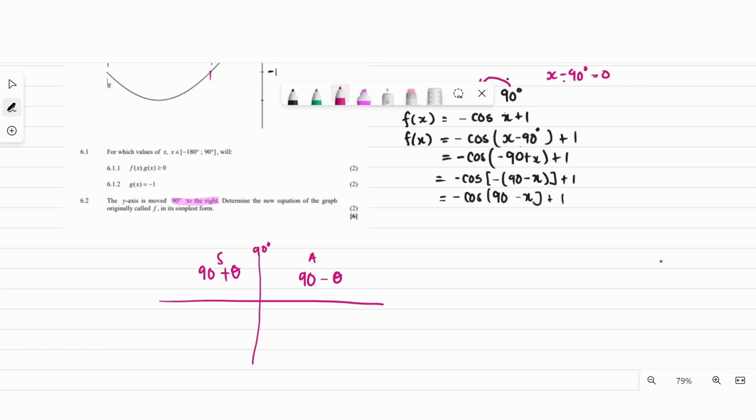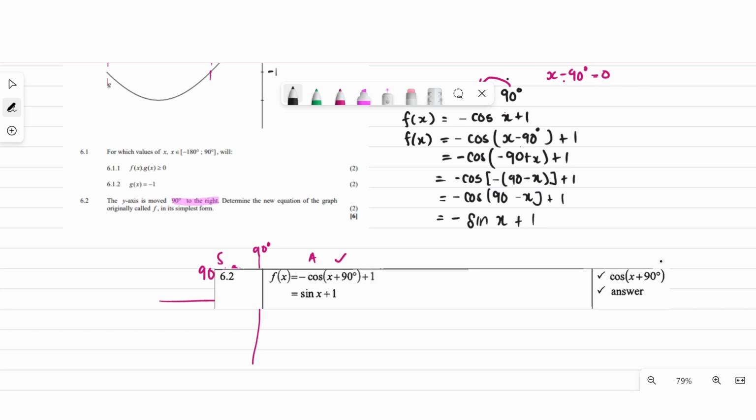So taking this diagram, we want 90 minus x, which is in the first quadrant, meaning cos is going to be positive, but since it was already negative, this one is still going to be negative. Since this is a co-ratio, cos changes to sine, so it's going to be negative sine x plus 1, and this will be your final solution.